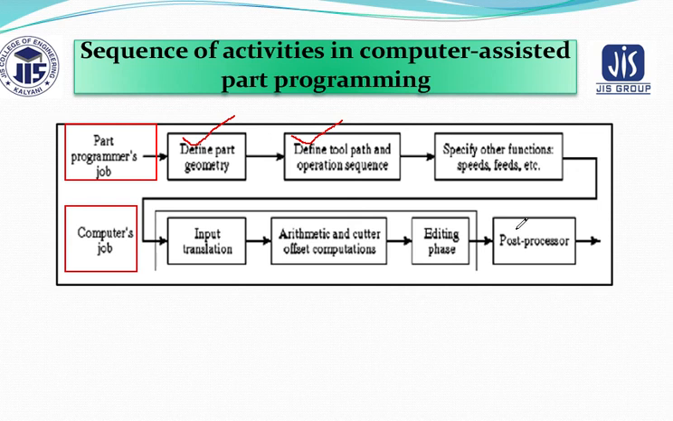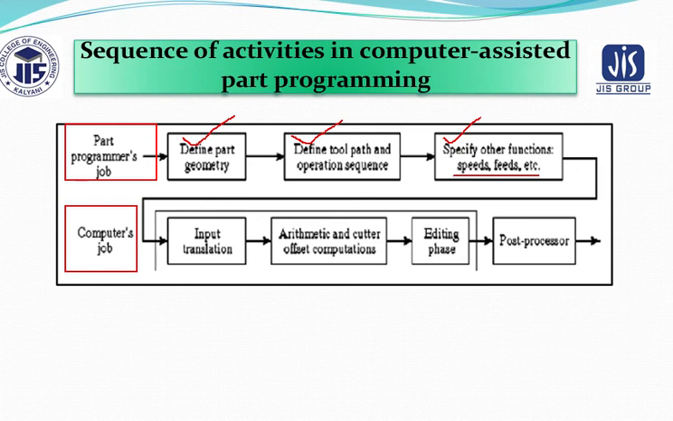Next, it will specify other functions also like speed, feed, etc. So whenever you are running any machine, it is very essential for the machine also to know at which speed it is going to perform the operation, and what must be the feed that has to be given while removing the material. So this thing has been decided by the part programmer only.